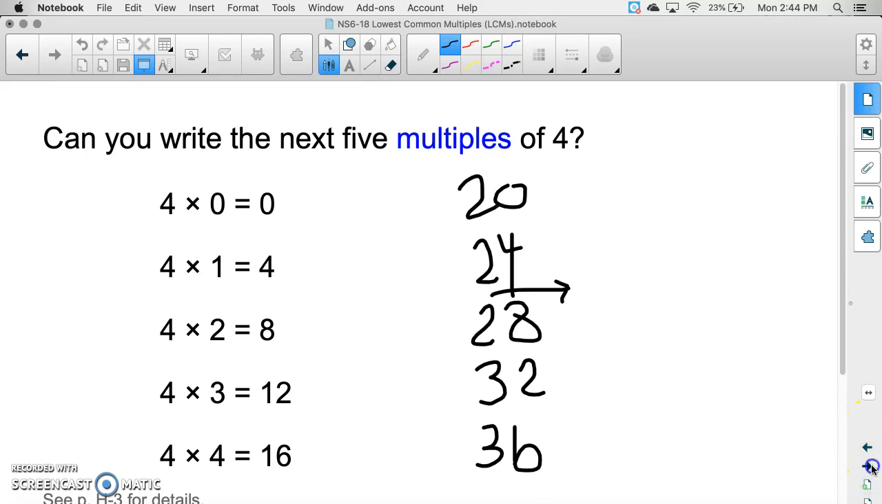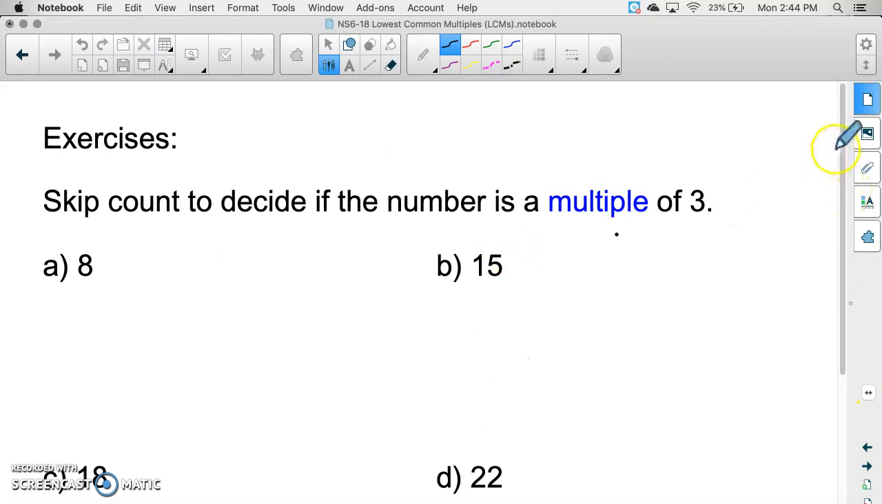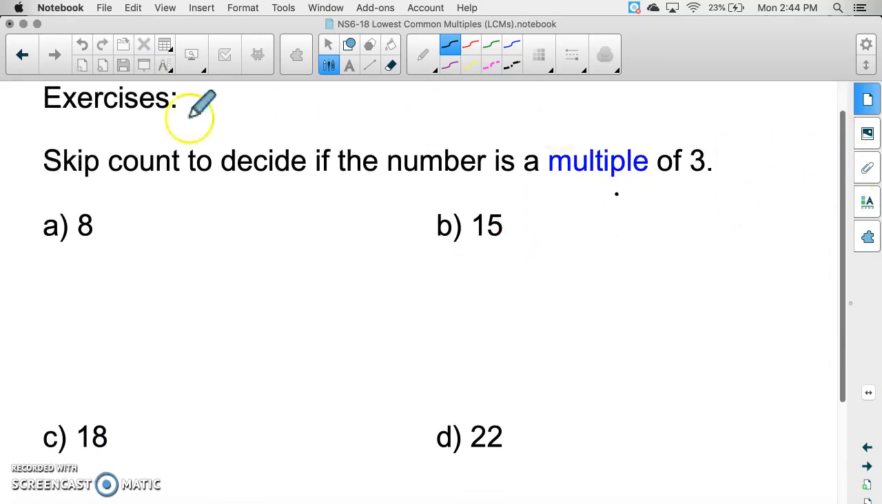So now we're going to continue on with our skip counting strategy, and we're going to practice with some other numbers. So you're going to skip count to decide if the number given is a multiple of 3. Therefore, we're going to skip count by 3s. So let's do A together. We always start at 0. 0, 3, 6, 9, 12.